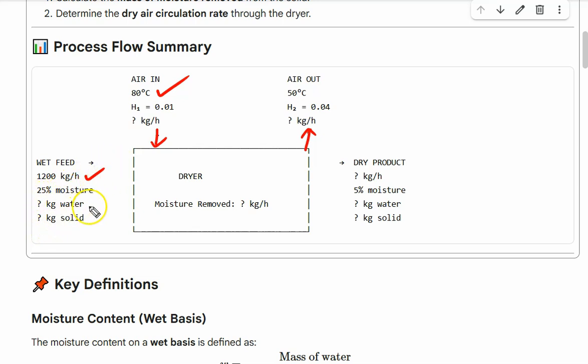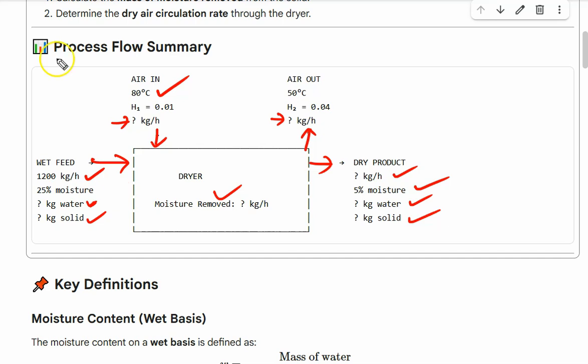Now here we have to find out the kg of water and kg of solid. We don't know how much dry air is flowing, and also we don't know how much moisture is removed, so we have to calculate that. And the dry product, how much dry product we are getting, that also we don't know right now. We have to calculate that. And in the dry product 5% moisture is there. We have to find out kg of water in the dry product and kg of solid in the dry product.